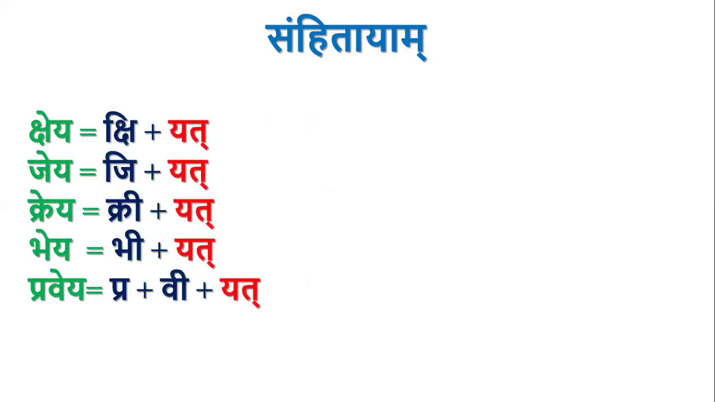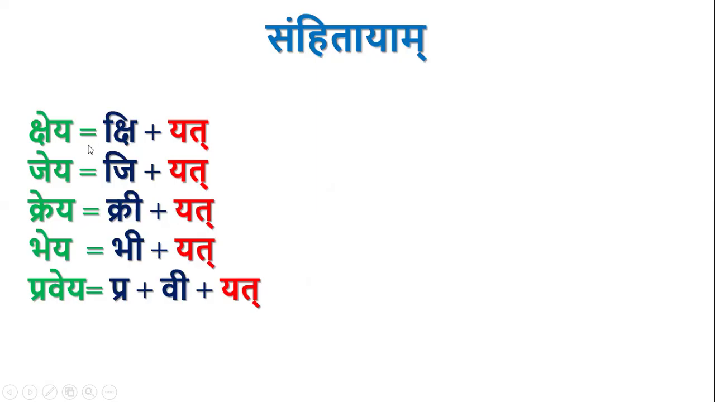Before that, shi becomes ksheya, ji becomes jeya, kri becomes kriya. It is normal because by the sutras of Ashtadhyayi we can derive this. Kshi plus yat gives ksheya. Here takara gets deleted and it undergoes gunadesha, by sarvadhatuka-ardhadhatukayoh. There is no problem for this.